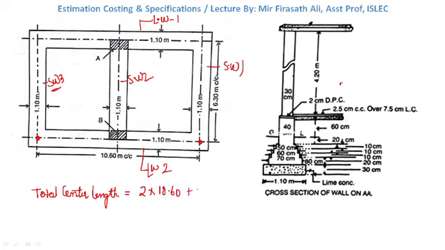How many short walls are available? 3 short walls are available. 3 into, what is the center to center distance between the short walls? 6.30 is given to us. When we add these two, we get the total value as 2 into 10.60 plus 3 into 6.30, we get the value around 40.10 meters. Okay.